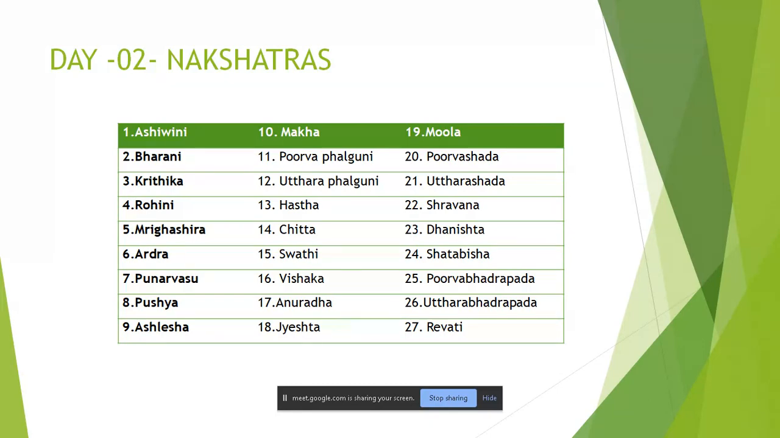Rohini, Hasta, Shravana, this is ruled by Moon. Mrigashira, Chitra, Dhanishta, this is ruled by Mars. Ardra, Swati, Shatabhisha by Rahu. Punarvasu, Vishakha, Purva Bhadrapada by Jupiter. Pushya, Anuradha, Uttara Bhadrapada by Saturn. Ashlesha, Jyeshtha, Revati by Mercury. So these are the nakshatras and their rulers.